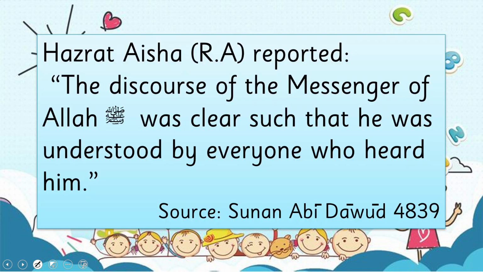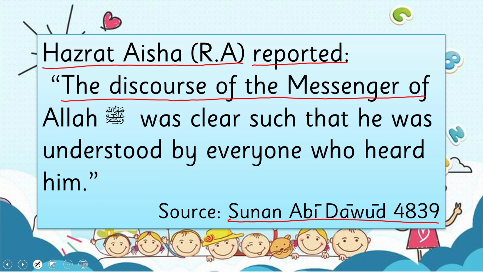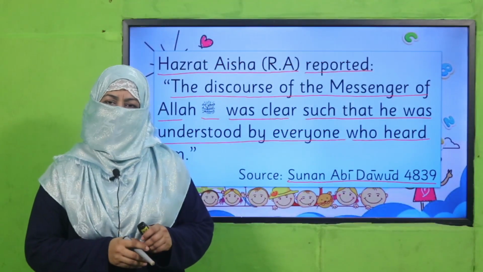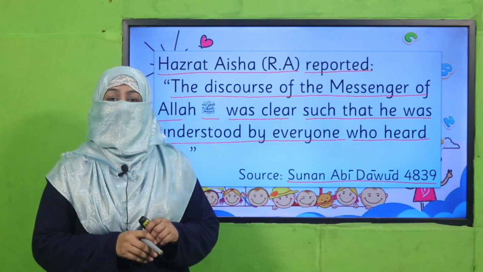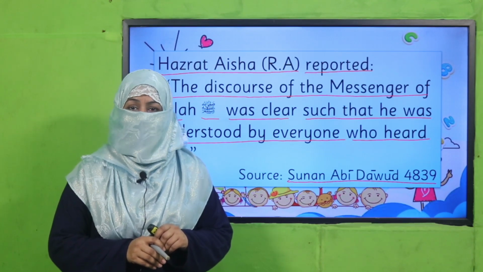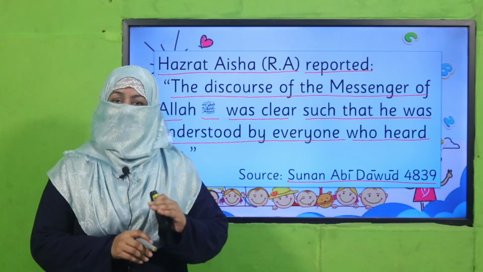Let's start with the name of Allah subhanahu wa ta'ala. This is a beautiful hadith mentioned in Sunan Abi Dawud 4839. Hazrat Aisha radiyallahu ta'ala anha reported the discourse of the Messenger of Allah sallallahu alaihi wasallam was clear, such that he was understood by everyone who heard him. Yes, my dear children, but what is this beautiful hadith telling us? This hadith is teaching us the sunnah of our beloved Prophet Hazrat Muhammad sallallahu alaihi wasallam to speak clearly.